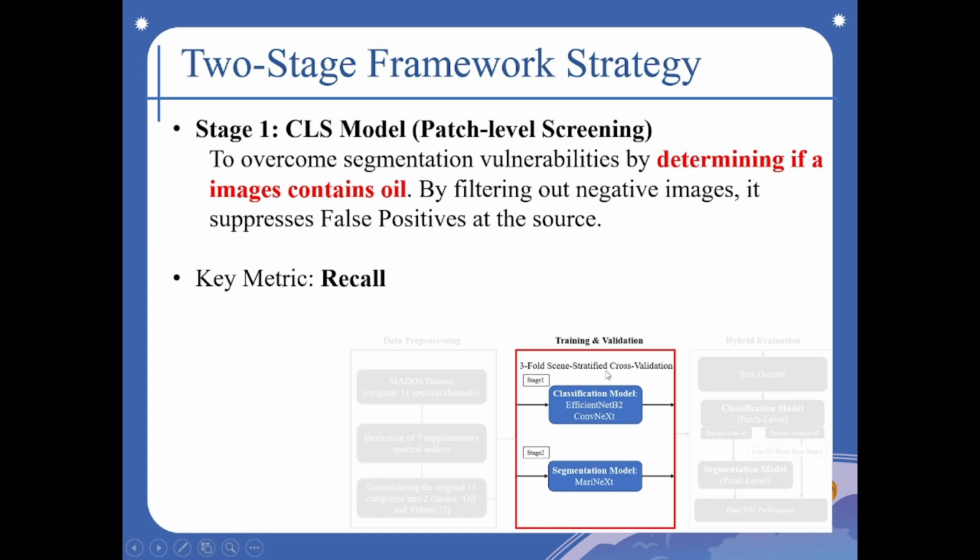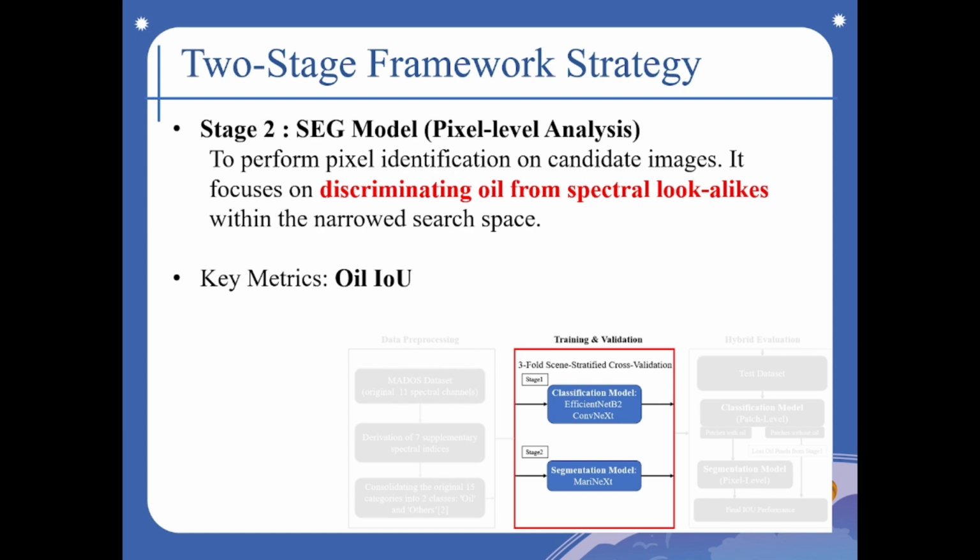The goal of Stage 1 classification model is to filter out images without oil. The key metric is recall because we don't want to lose any real oil pixels. The Stage 2 segmentation model identifies oil at the pixel level. The key metric is oil IOU to ensure high segmentation quality.